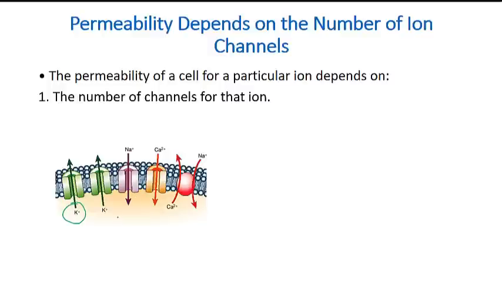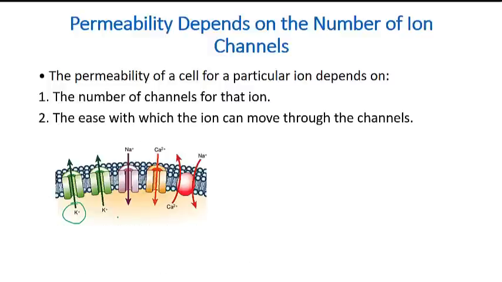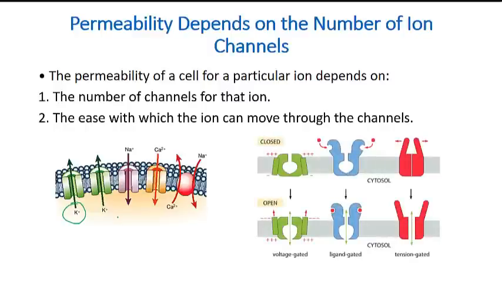And the second important factor is the ease with which the ions can move through the channels. If an ion is small compared to the size of an ion channel, it goes through easily. But if it's a larger one, it will be trapped. And not only the ease, because there are two types of ion channels. One is passive, which we are looking at on this side, which doesn't have any gate. Another one is the active ion channel, which contains a gate that needs to be opened so that the ions can move. All these factors control the movement of ions across the membrane.